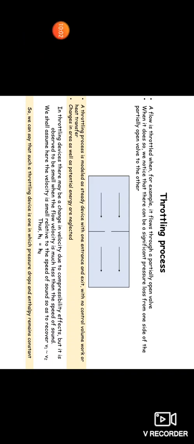In a throttling device, there may be change in velocity due to compressibility effect, but it is observed to be small when the flow velocity is much less than the speed of sound. We shall assume here the velocity is small relative to the speed of sound so as to recover v1 is equal to v2, thus h1 is equal to h2. So we can say that such a throttling device is one in which pressure drops and enthalpy remains constant. This shows that the enthalpy remains constant during the adiabatic throttling process.